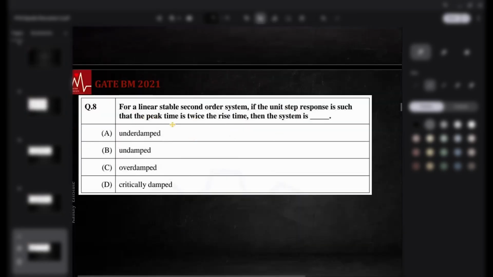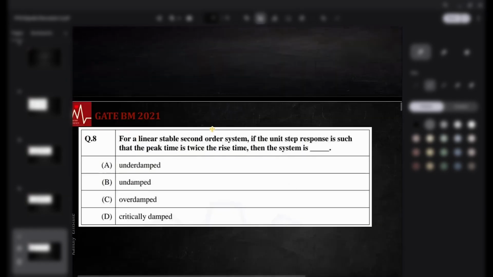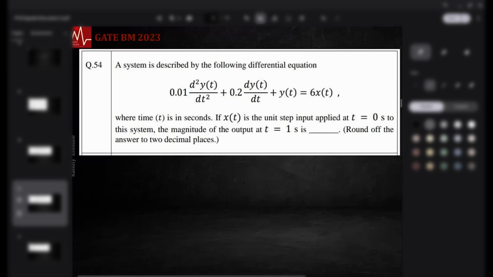This is hard: time, peak time, stable second order. Although it says unit step response, the moment it says peak time, this transient second order response is slightly hard, so we'll avoid it. Okay, this question is Laplace transform. Solve the differential equation using Laplace transform.